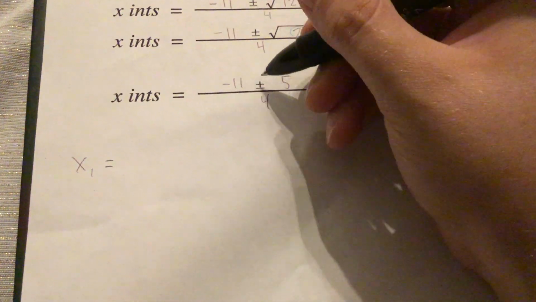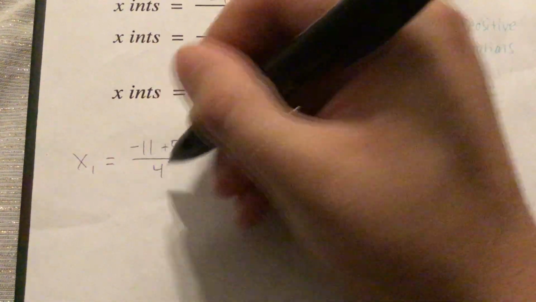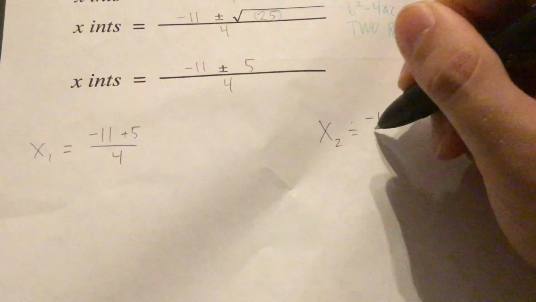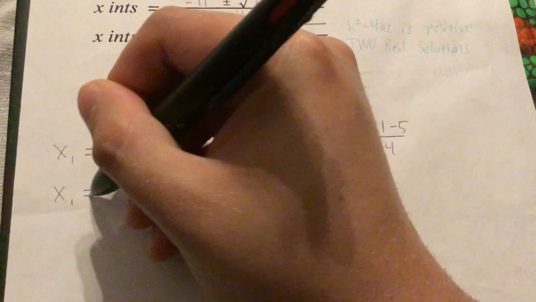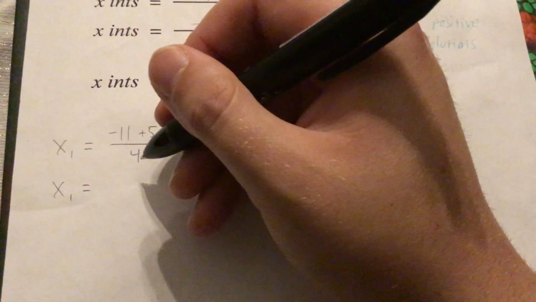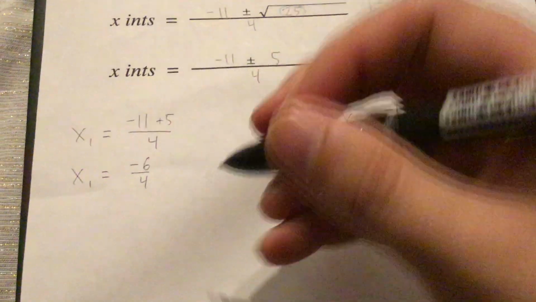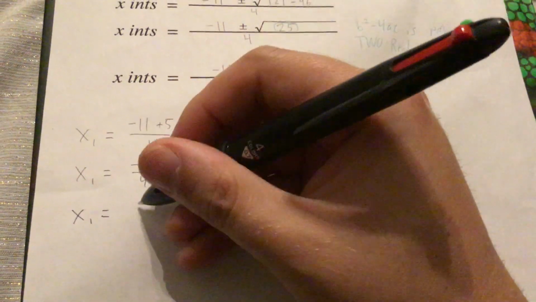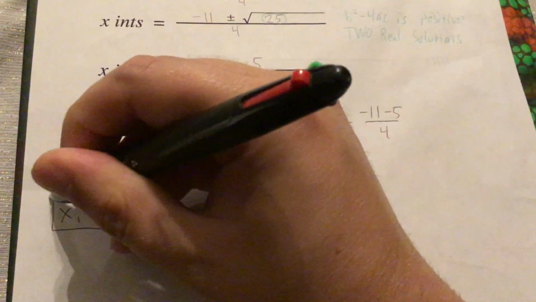So now I'm going to write x1 is equal to negative 11 plus 5 over 4. The other one, x2, is going to be negative 11 minus 5 over 4. So let's start with the left side, x1. So x1 is negative 11 plus 5. That's going to be negative 6 over 4. You could reduce this to make this negative 3 over 2. I personally like a decimal if possible. So negative 6 divided by 4, that's going to be negative 1.5. So that is one of these solutions.